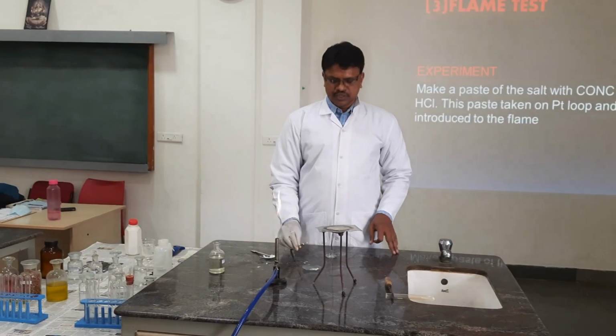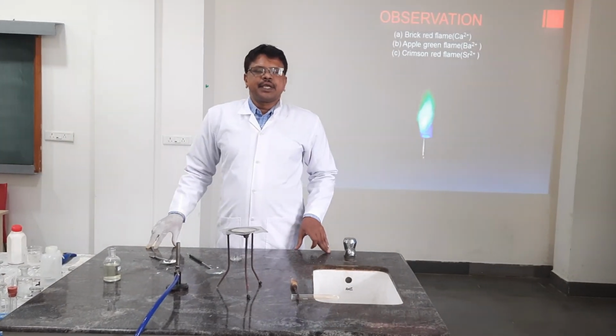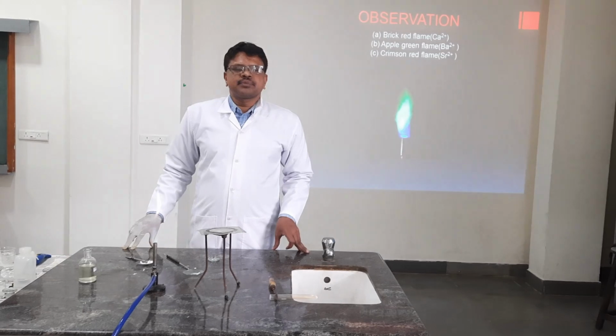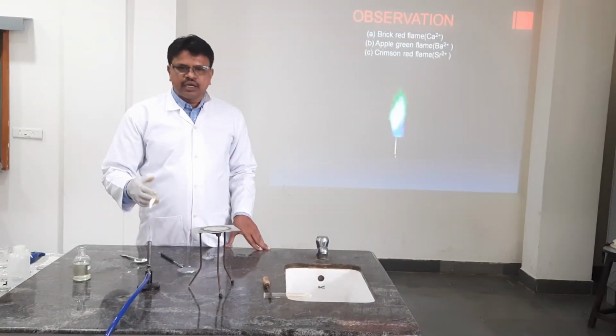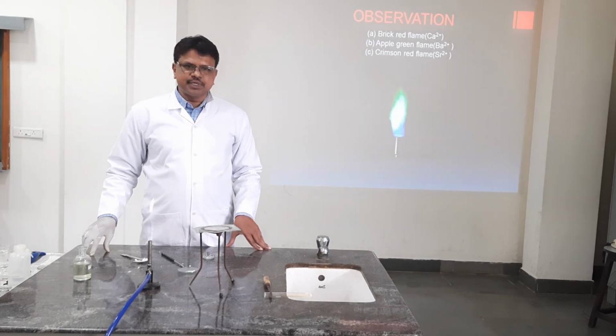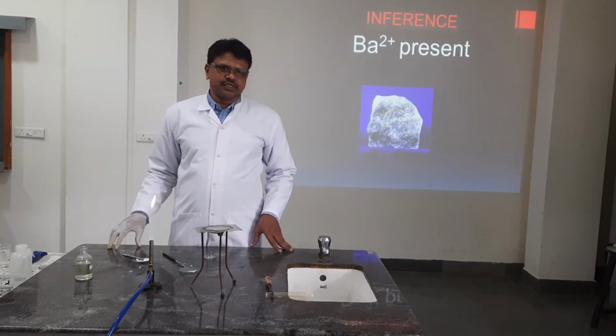Green color. So out of those three ions, calcium, barium, strontium, which ion may be present? Based on the color of the flame, barium ion is present. So the inference is that Ba2+ is present.